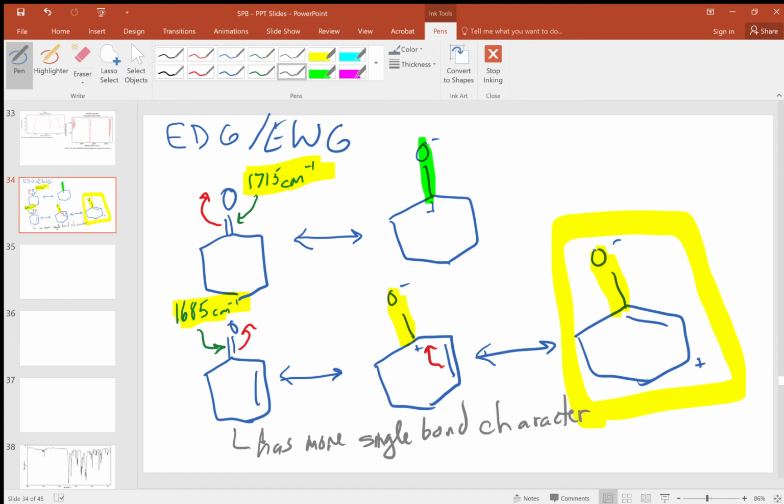It's not actually a single bond. Because a carbon-carbon single bond has IR shifts that are hundreds of wave numbers lower. But it has a little bit more single bond character. What that means in turn is that it's a weaker bond. Because it's a weaker bond, it shows up at lower wave numbers. Therefore, the 1685 versus the 1715.